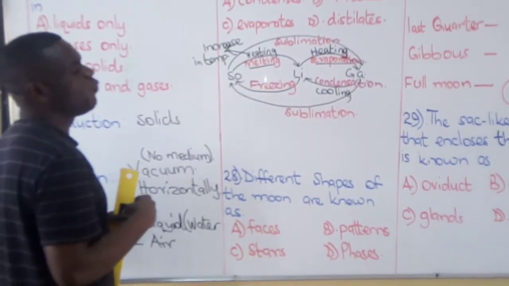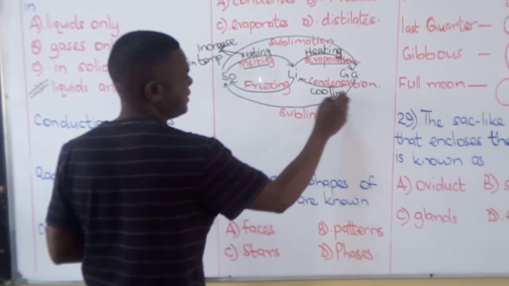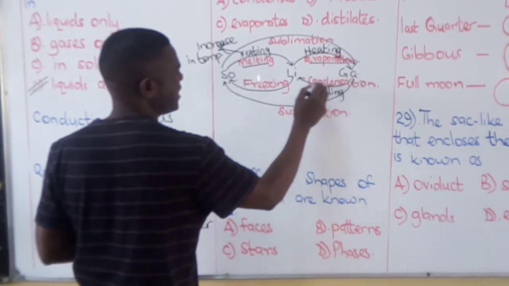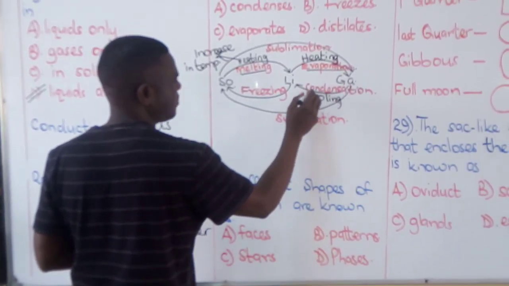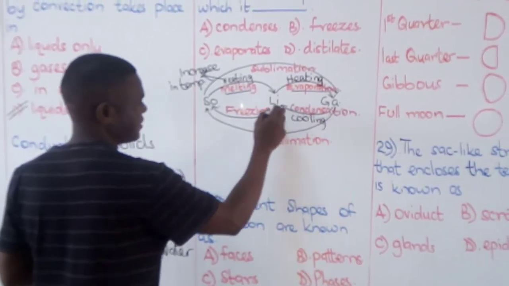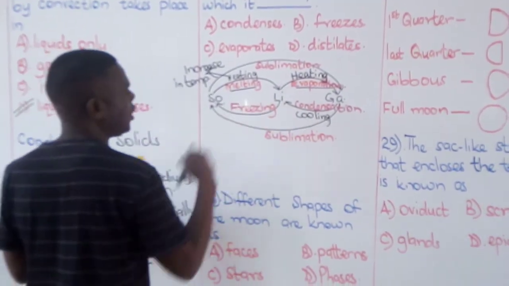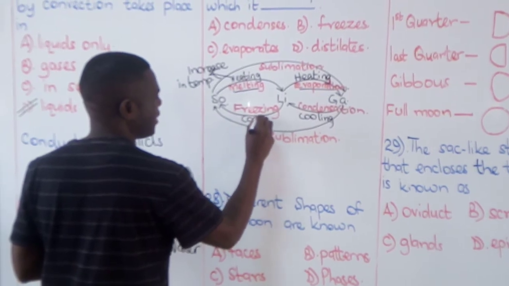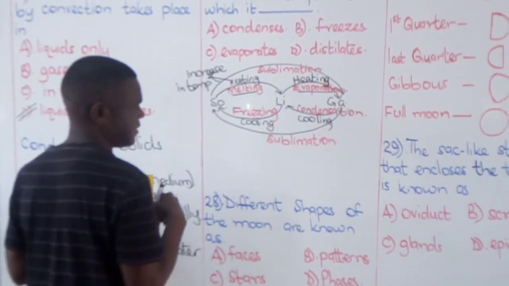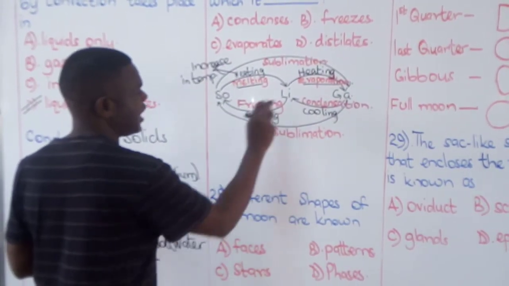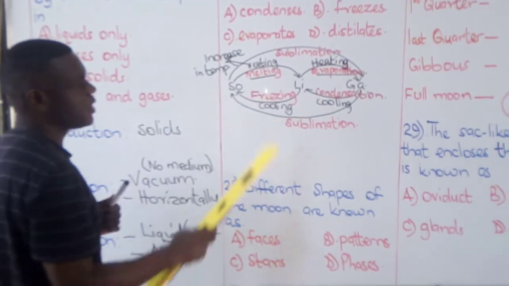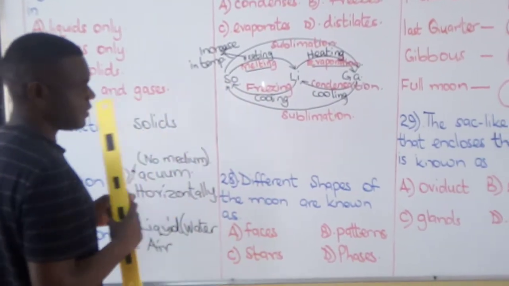So, the two processes that require increase in temperature are melting and evaporation. Then, if we cool the gas, the gas condenses. So the process is condensation. When the gas condenses, it becomes a liquid. We have begun our reverse. Now, if you cool the liquid again, it freezes. And on freezing, the liquid becomes a solid. That is called freezing. Boys and girls, you can see that.